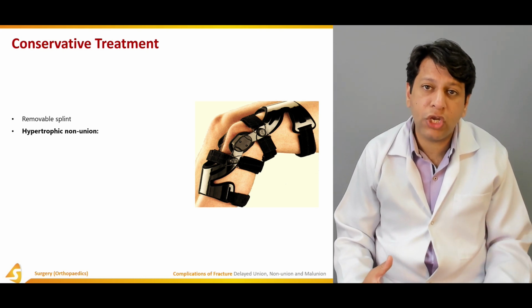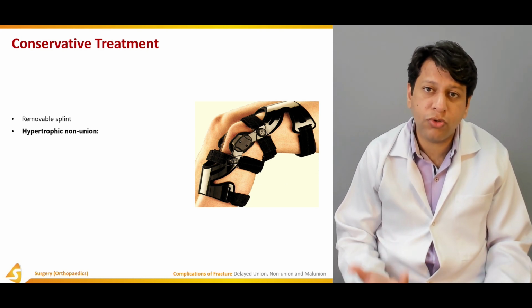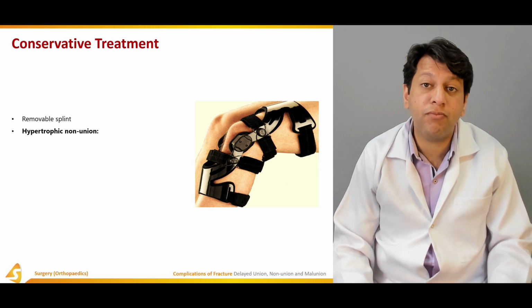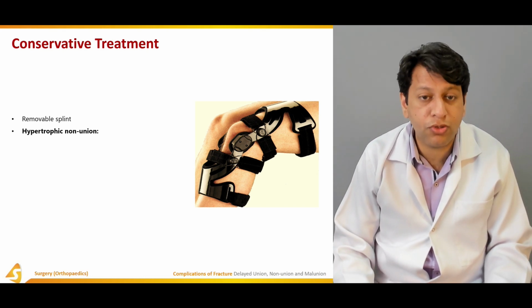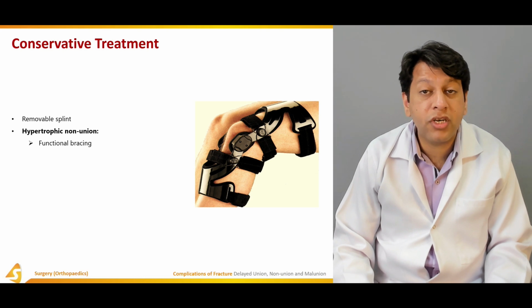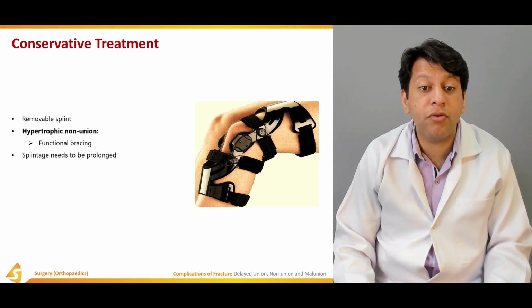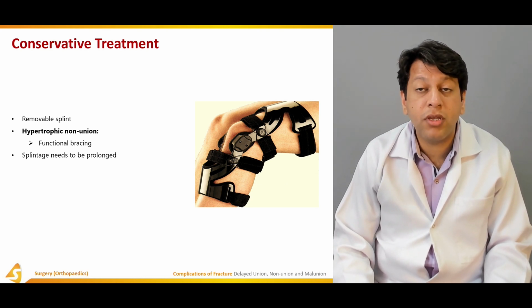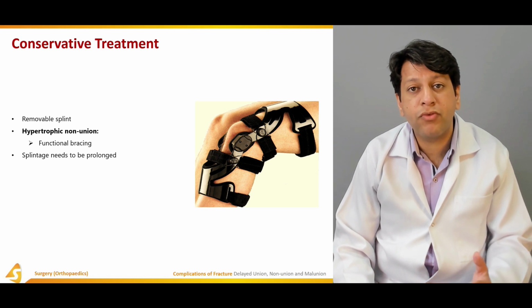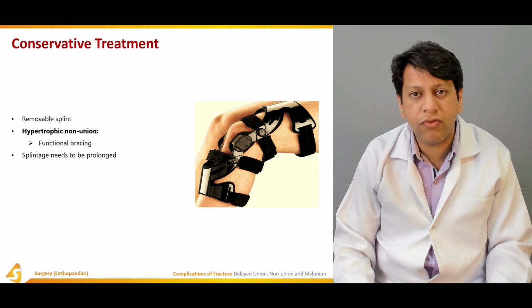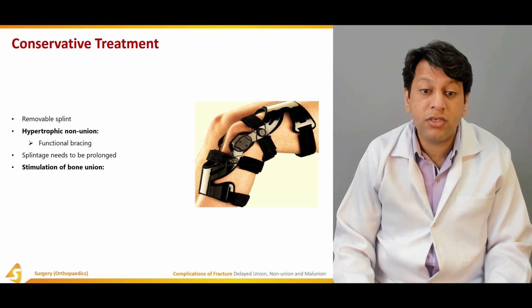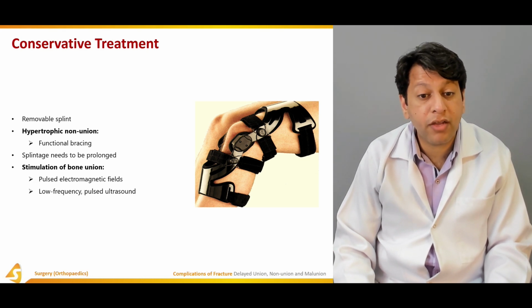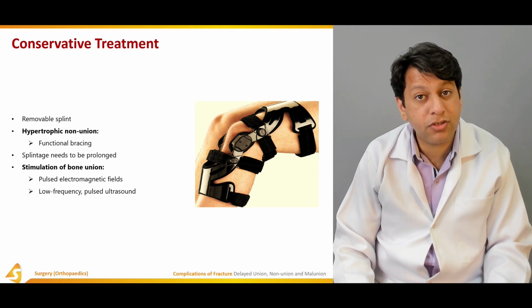The other type is the atrophic type, in which there is no union as well as not enough vascular supply for the bone to unite. Treatment of hypertrophic non-union could be in the form of functional bracing, which may need to be prolonged. For example, for 4 weeks, we can continue it for 8 weeks or 12 weeks. Then stimulation of bone union can be done as well, in the form of pulsed electromagnetic fields and low frequency pulsed ultrasound.